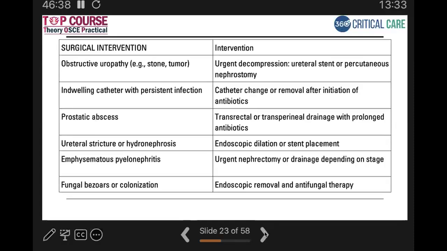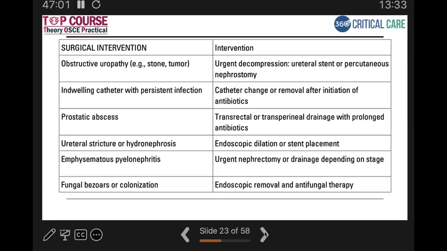Okay. And if the patient is having hydronephrosis, then dilatation or stent placement may be required. If the patient is having emphysematous pyelonephritis, based on the grading, like 1, 2, 3A, 3B, and 4, the patient may require percutaneous nephrostomy or even nephrectomy. If fungal infection is suspected, then you have to start them on antifungal therapy.